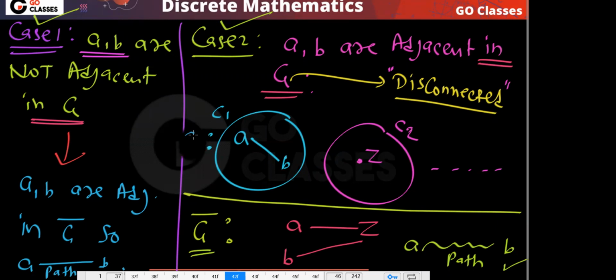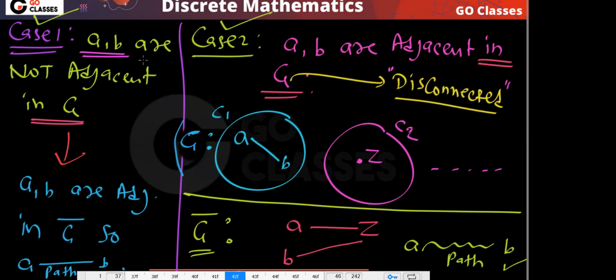So what will happen in G bar? Remember, in G there is no edge between A comma Z, so in G bar there will be an edge between A comma Z. And in G there is no edge between B comma Z, so in G bar there will be an edge between B comma Z. So this is your path from A to B. So we have a path from A to B.